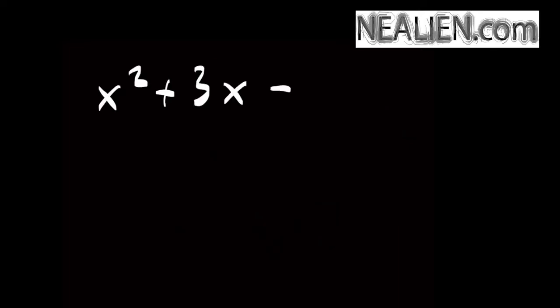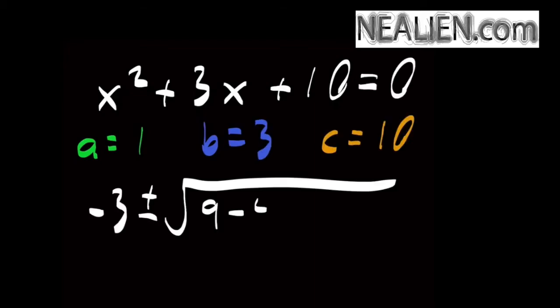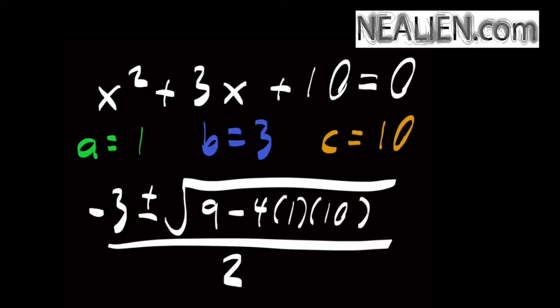Another example, x squared plus 3x plus 10. This is going to maybe be a little bit different, but we'll see why. So the a is equal to 1, the b is equal to 3, and the c is equal to 10. So we get minus 3 plus or minus square root of 9 minus 4 times 1 times 10, and it's divided by 2. So that ends up being 9 minus 40 in the discriminant. 40 is bigger than 9. You're going to get a negative number.